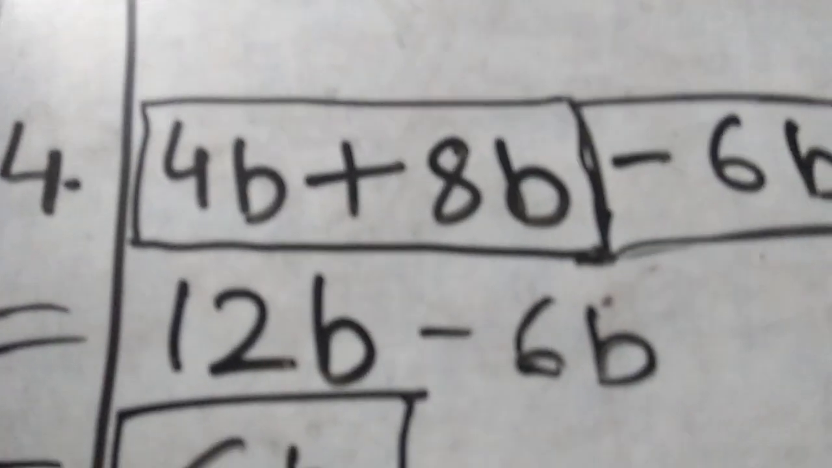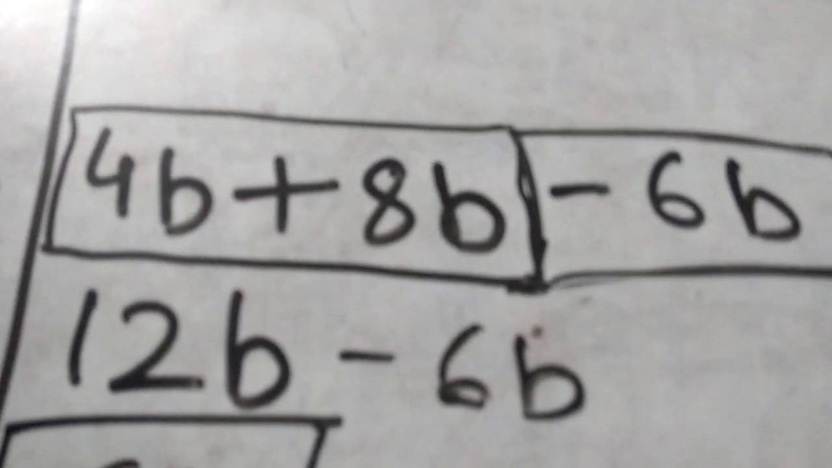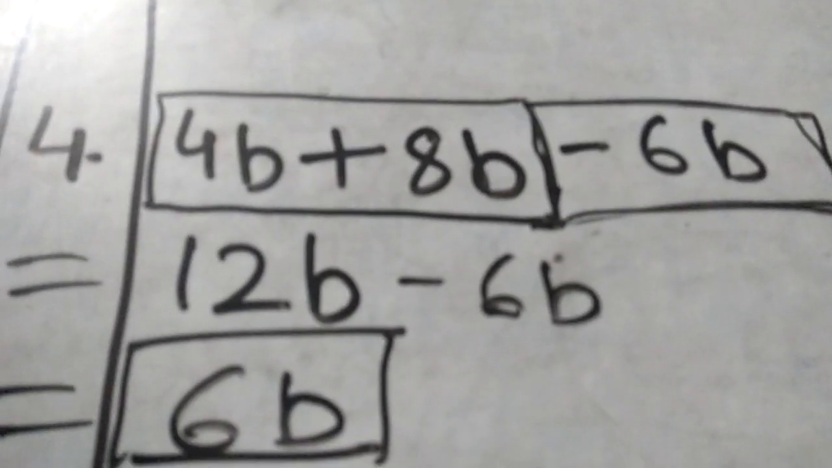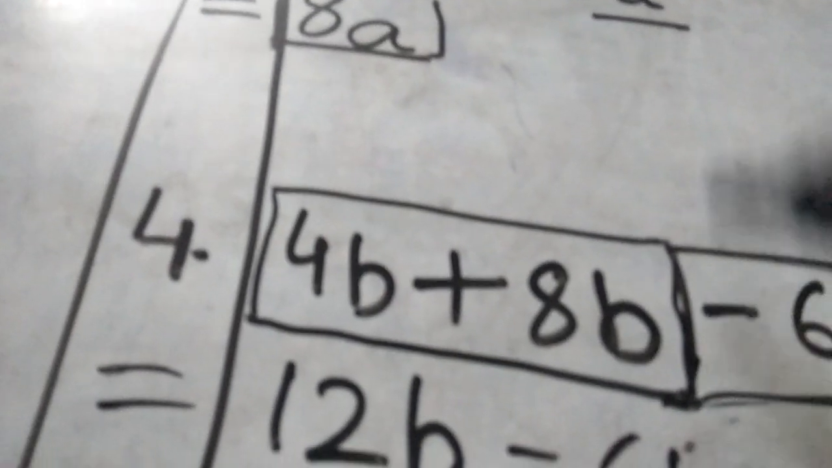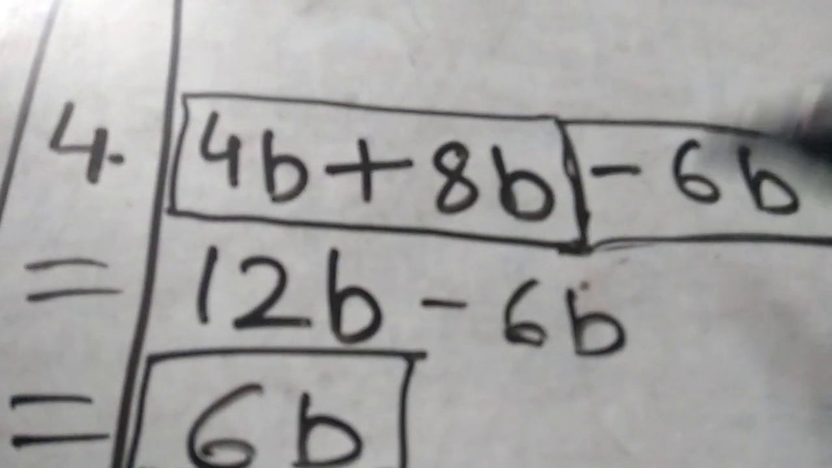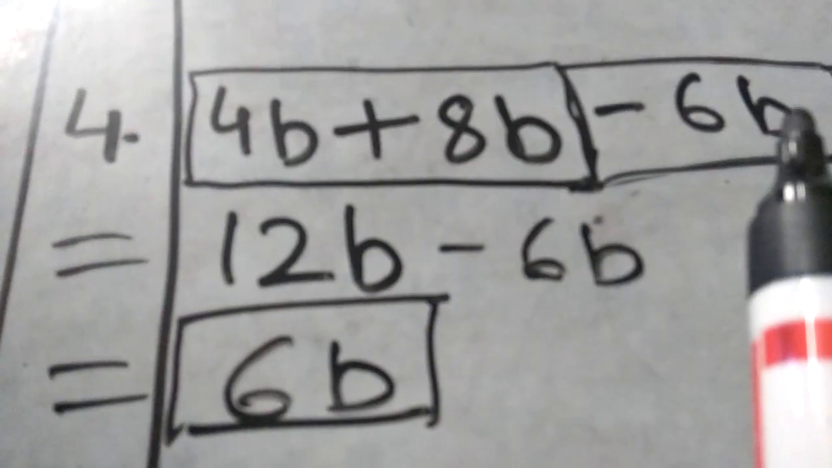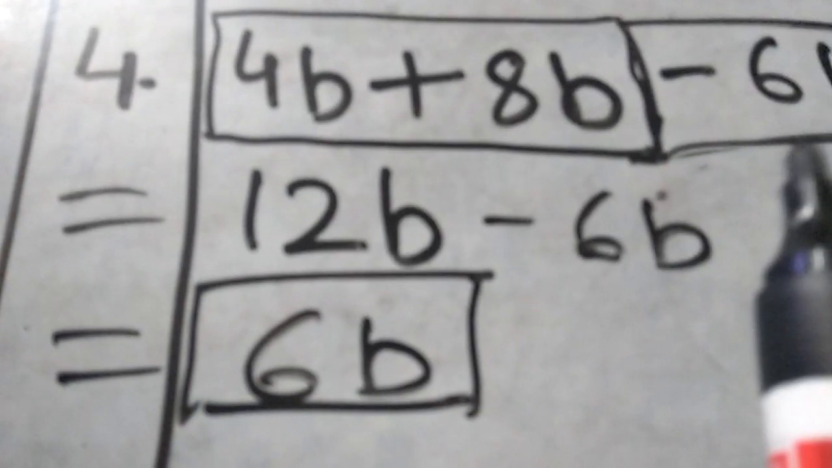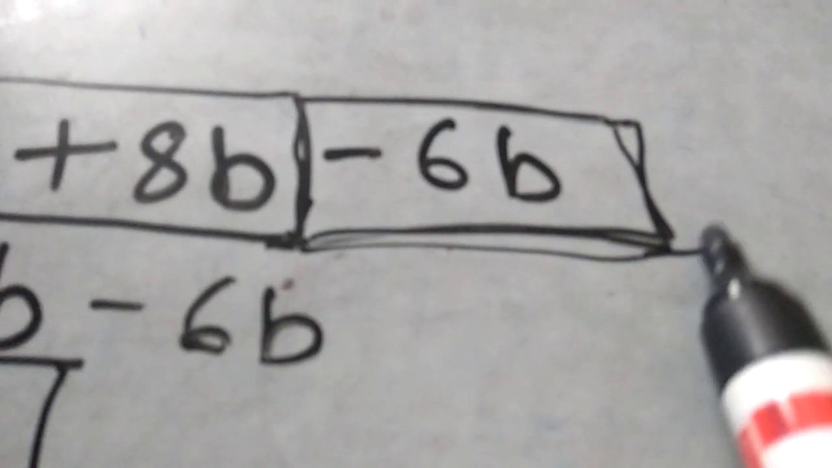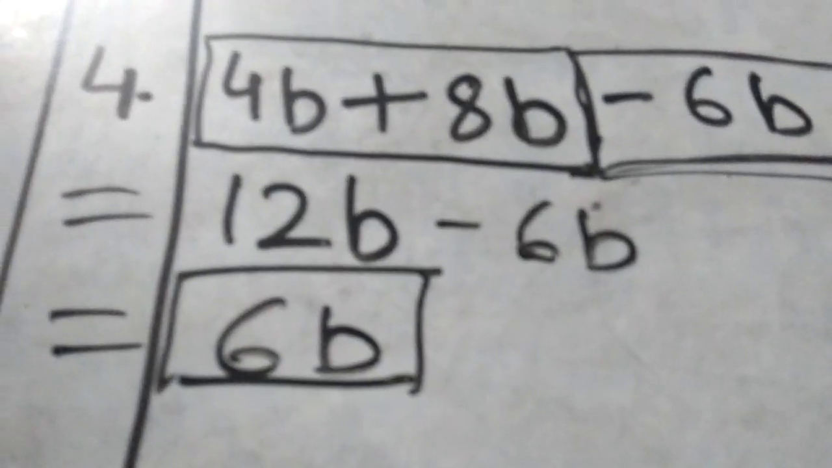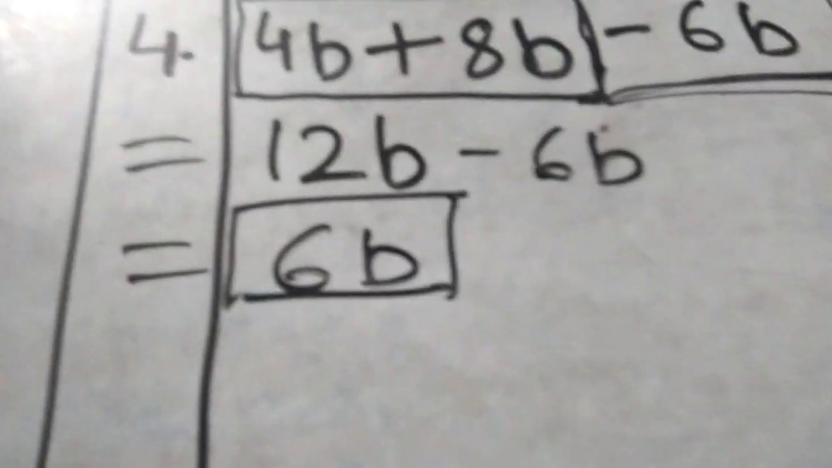That's so simple. Let me repeat what we just did. Our sum was 4b plus 8b minus 6b. All we did is divide the sum into a part and b part. So first we solved the first part, which was 4b plus 8b, to get the answer 12b. We had the second part of the sum left, which was minus 6b, and we just wrote it next to the answer of 4b plus 8b to arrive at the answer 6b.